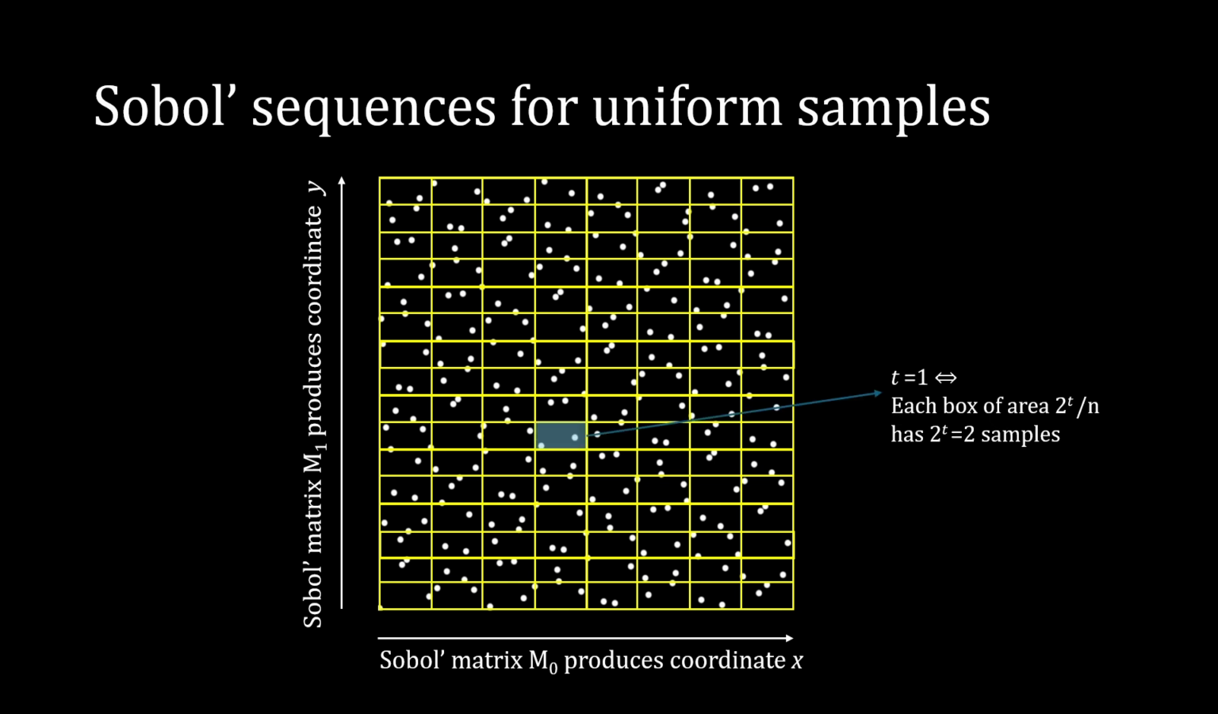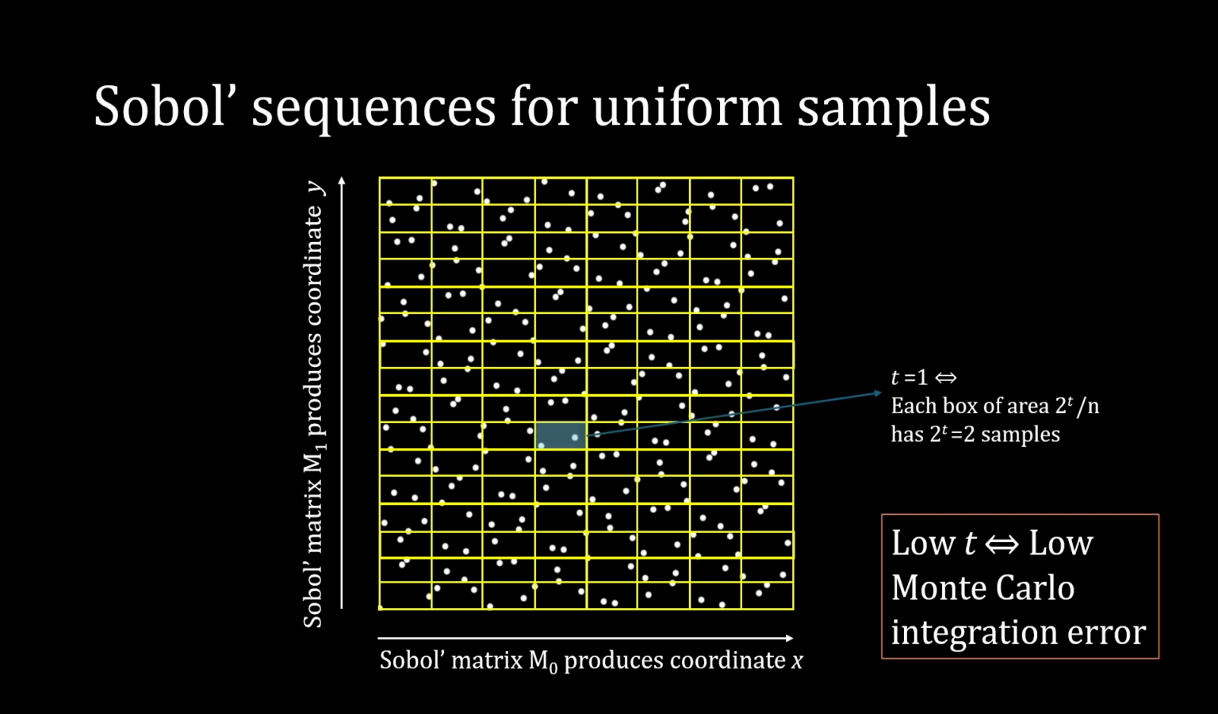Here, t equals 1 means that any dyadic partition of the space in boxes of area 2 to the power t over n contains exactly 2 points per box. T is crucial for Monte Carlo integration, since low t guarantees high Monte Carlo convergence rate.